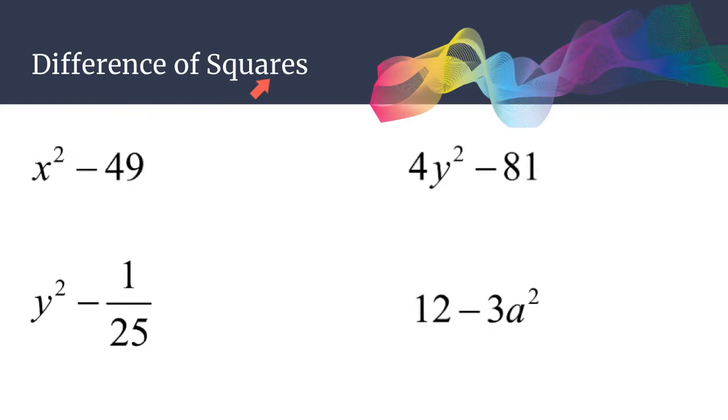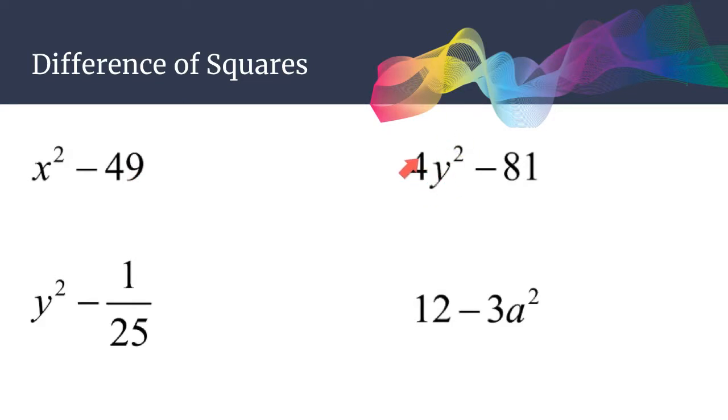Factoring what's called a difference of squares. The word difference means subtraction, so you see all of these have subtraction in them. And then of squares, that means perfect squares. So for example, 49 is 7 times 7, and x squared is x times x. So this is a difference of two perfect squares.